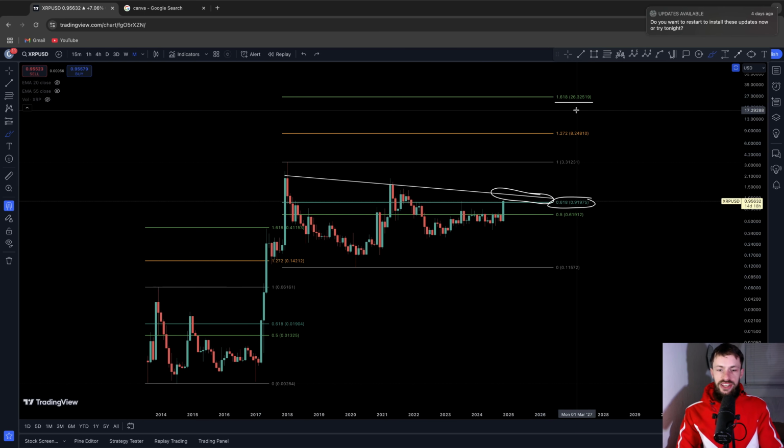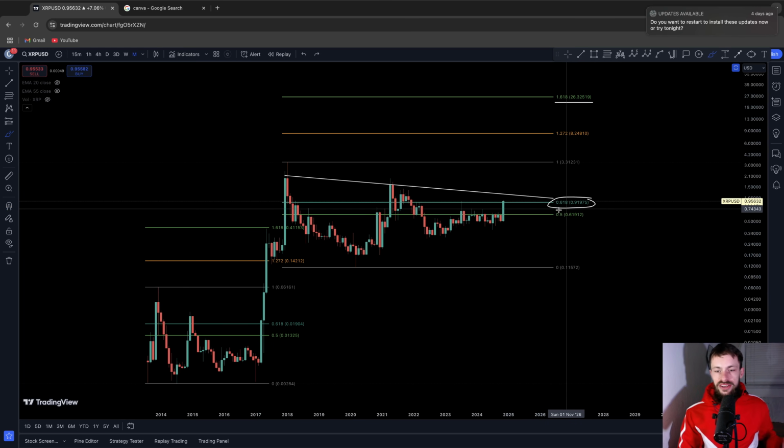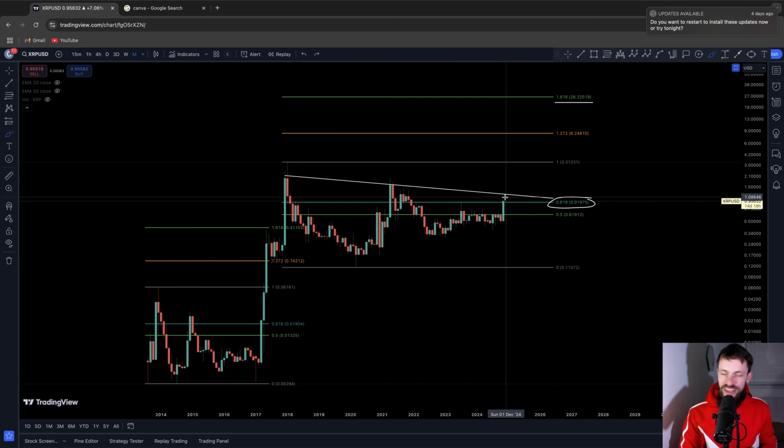So nothing that I say is financial advice, guys. Key resistance to break, 92 cents. Key resistance to break above descending resistance between $1 to $1.20. Let's get this money. Not financial advice, guys.